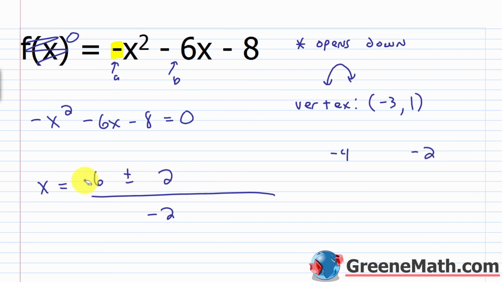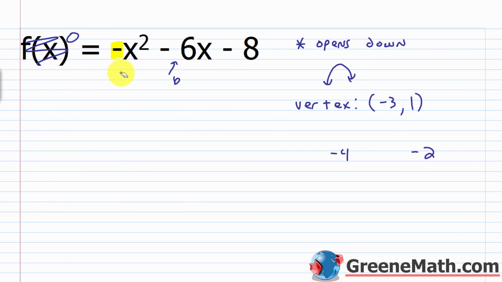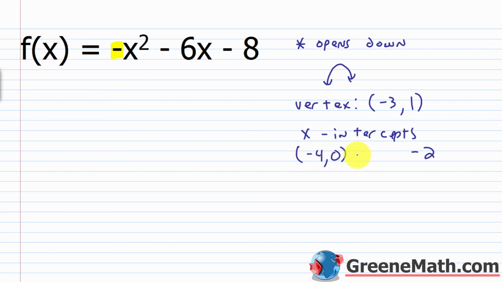So those are x values, but remember the y value is going to be 0 in each case. So we would say that our x-intercepts will occur at negative 4, comma 0, and negative 2, comma 0.